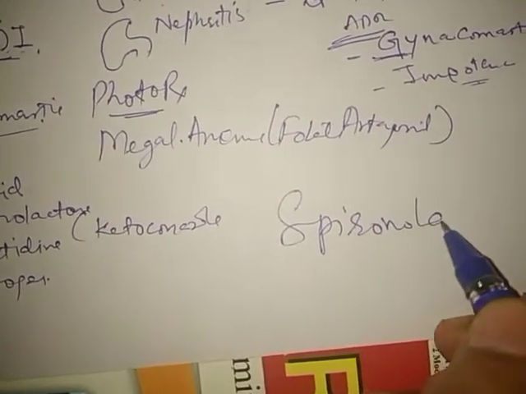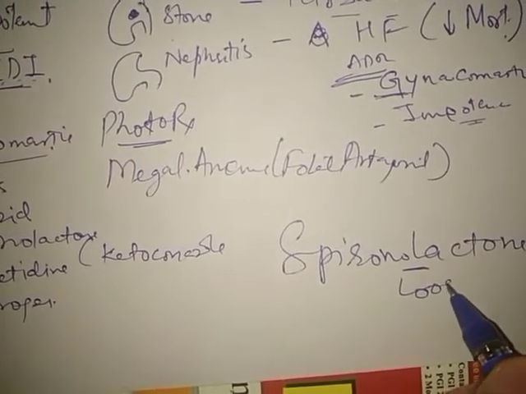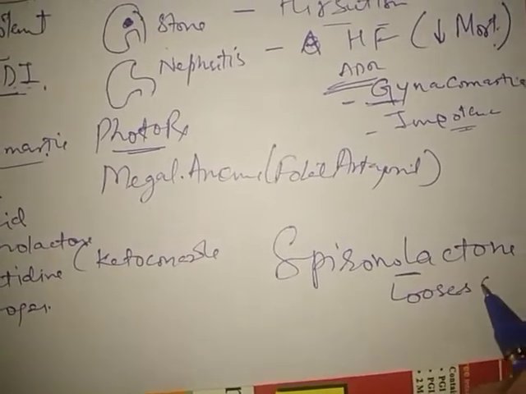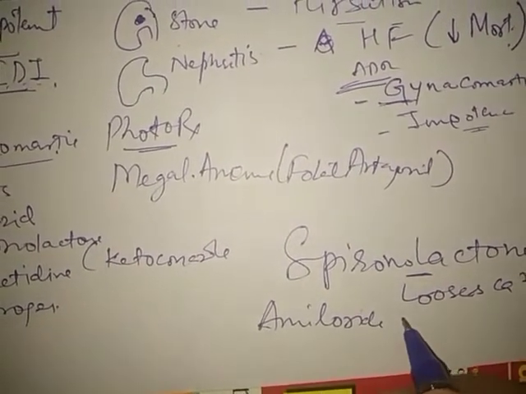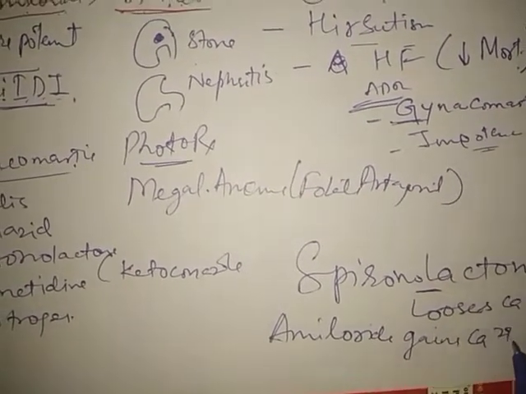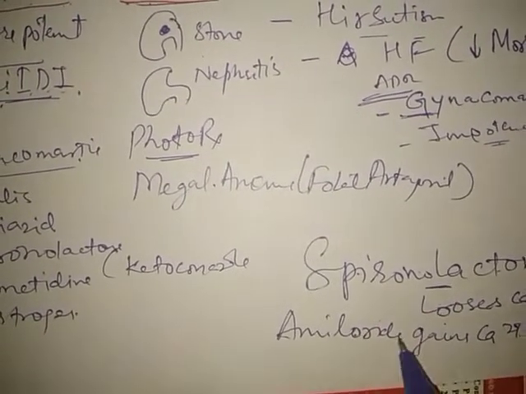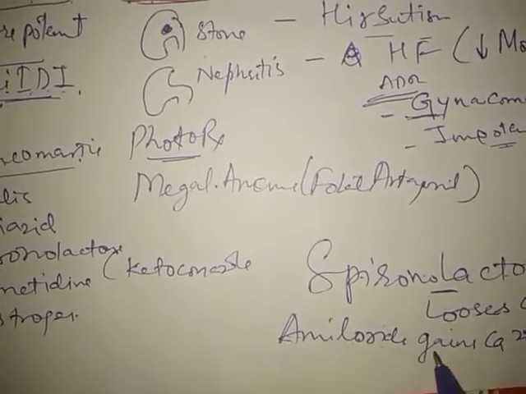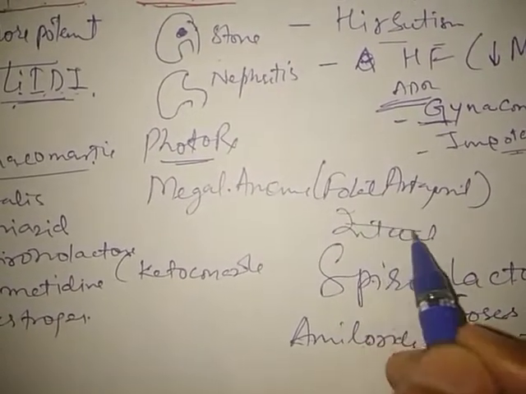Another very important thing, spironolactone is just like a loop diuretic, because spironolactone loses calcium like loop diuretic loses calcium, while amiloride preserves, it gains calcium. Okay, that's good. Spironolactone loses calcium, amiloride gains calcium. This is an important point, an interaction, you have to remember this.